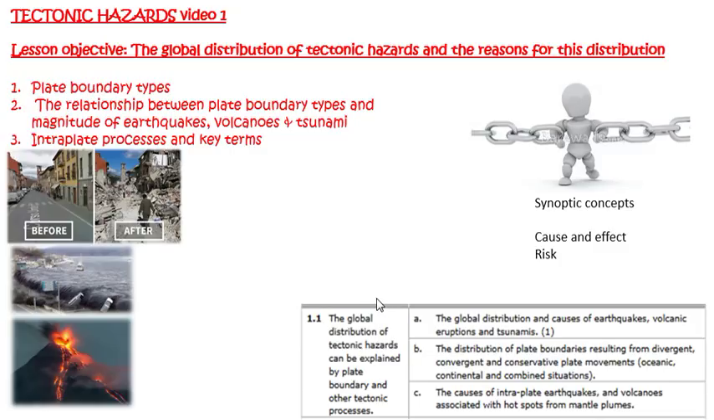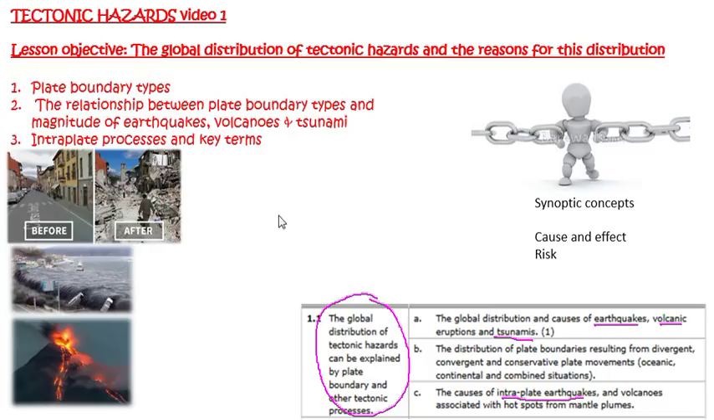So, global distribution of tectonic hazards, or seismic hazards, can be explained by plate boundary and other tectonic processes. The hazards are earthquakes, volcanoes and tsunamis. We're going to know the different types of plate boundaries that cause these tectonic hazards. And we're also going to look a little bit at the intraplate processes, which all intraplate means is the centre or middle of tectonic plates.